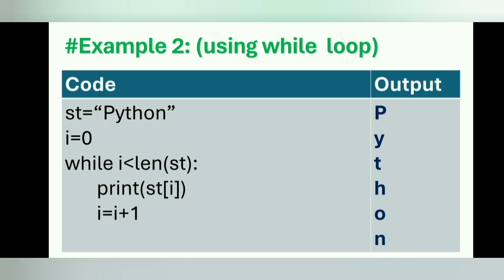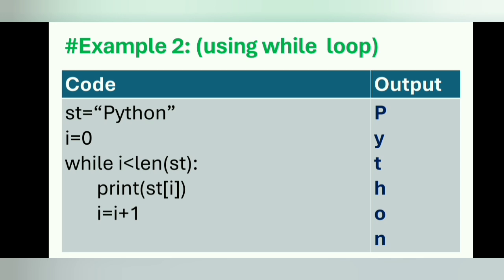The while loop continues as long as the index variable i is less than the length of the string. The len function returns the number of characters in the string. That means it returns the length of the string. Here the len function returns 6. Inside the loop, access the character at the current index and print it. After printing the character, increment the index to move on to the next character.